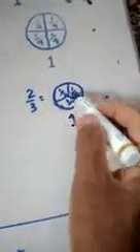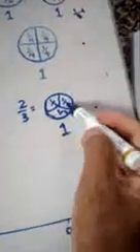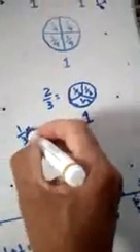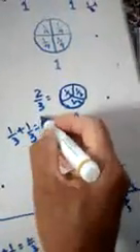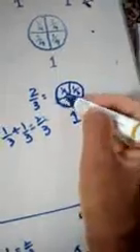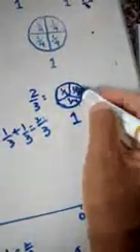Now if we have 2 by 3 to show on a number line, we again take a whole and divide it into 3 equal parts. This part is 1 by 3, this part is 1 by 3, and this part is 1 by 3. If we take 1 by 3 plus 1 by 3, that will become equal to 2 by 3. Any two parts taken together indicate 2 by 3.